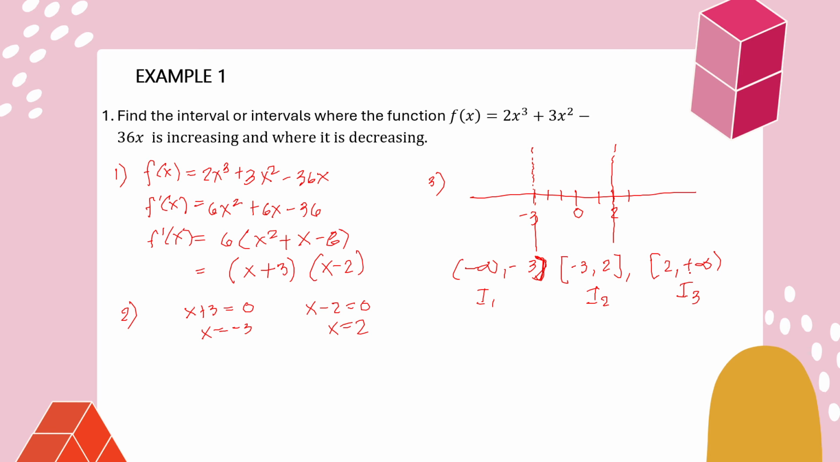Negative infinity to negative 3, negative 3 to 2, and 2 to positive infinity. I want that interval 1, interval 2, and interval 3. So let us solve for the value for the interval, whether this one is decreasing or increasing. So let us now test, step number 3. We have now the 3 intervals based on the illustration. So let's now proceed with testing, choosing the value for x.